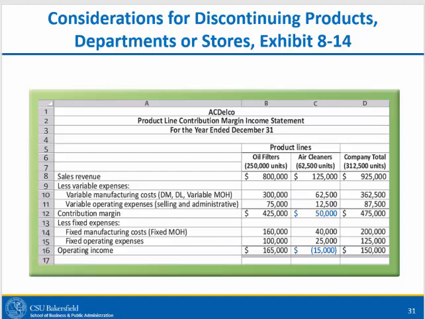For instance, if we take a look at this particular case, this company has 3 major products: oil filters, air cleaners. It looks like the air cleaners are losing money. If you look at the operating income, the oil filters are very profitable. However, air cleaners are losing money. So the question becomes, should I discontinue air cleaners or not? Well, the decision is never easy, because you have to consider so many factors.